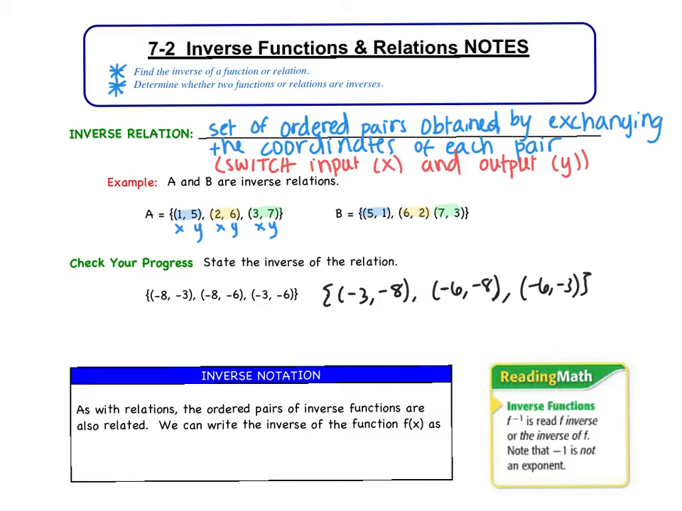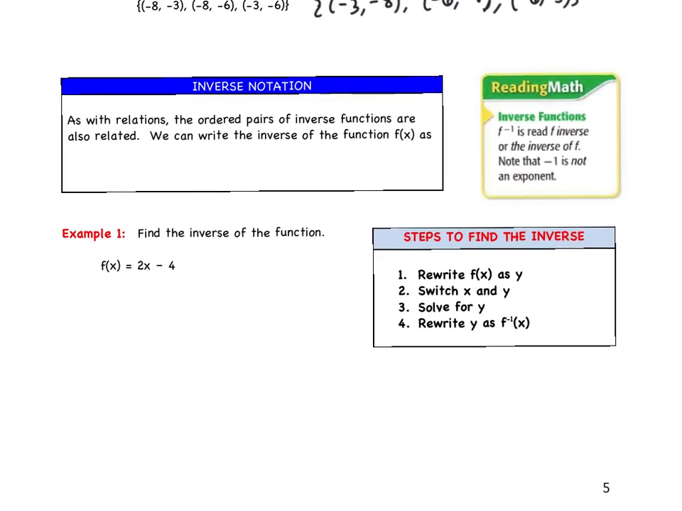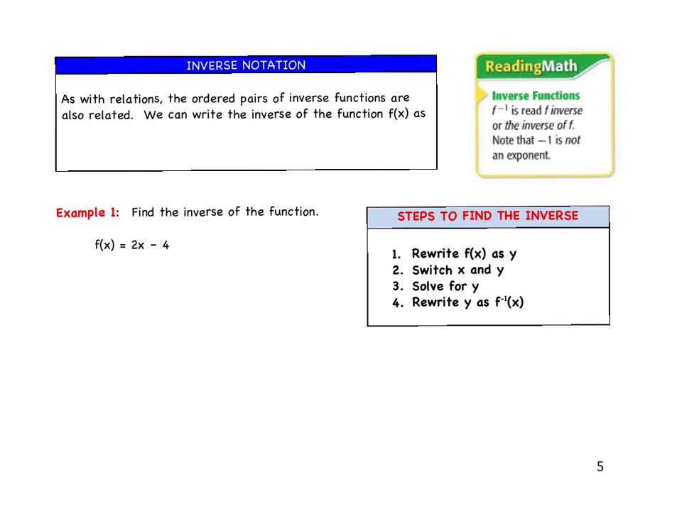Besides inverse relations, we need to know inverse functions too. So the inverse of an equation. We're going to look at that notation, and then we're going to do an example. Inverse notation, as we can see in this box. As with relations, the ordered pairs of inverse functions are also related. They're swapped. We can write the inverse of the function f of x as this.